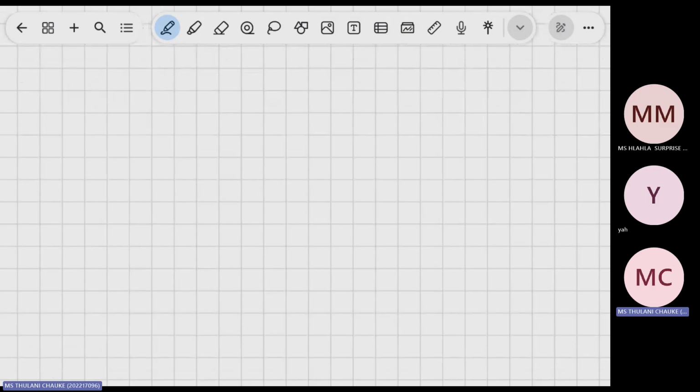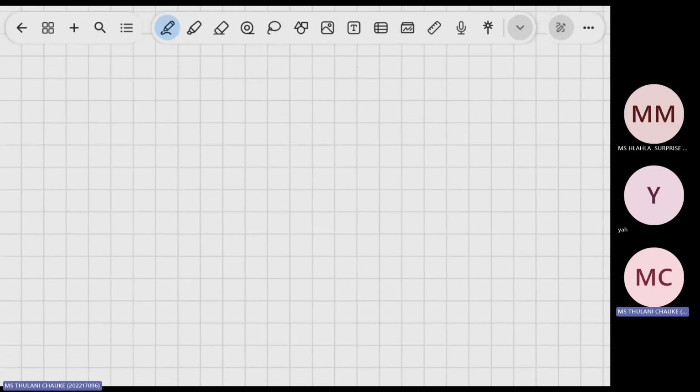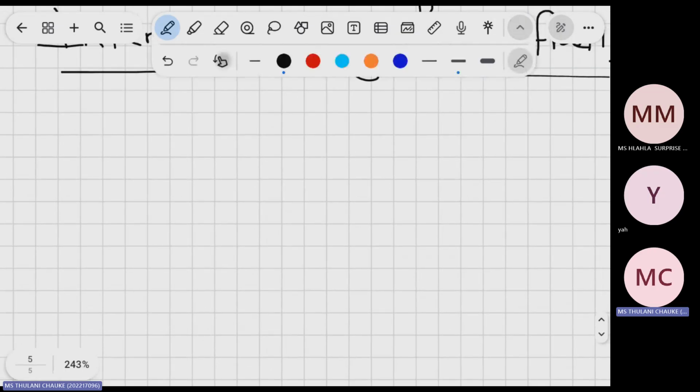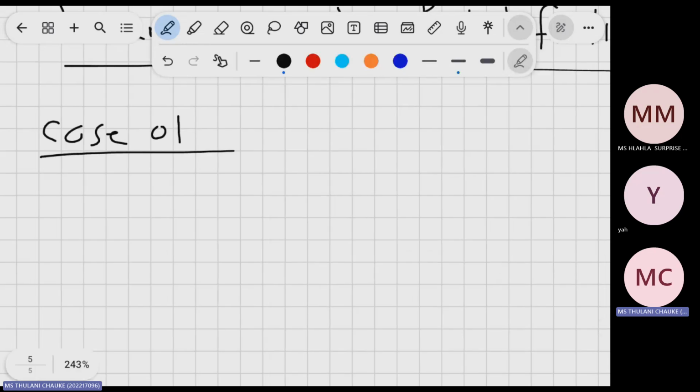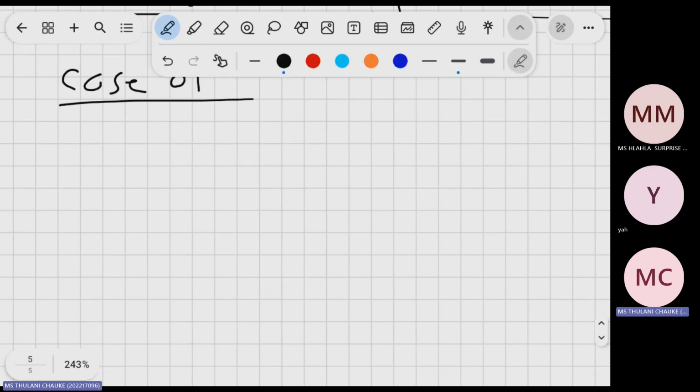Let me just open your guide, no? So that we can do the first case, second case, case one. But today I want us to focus on that case whereby you have the degree of your numerator being greater than the degree of your denominator.